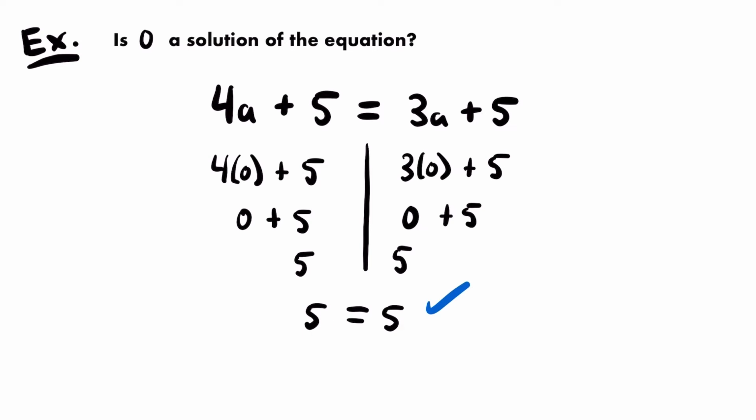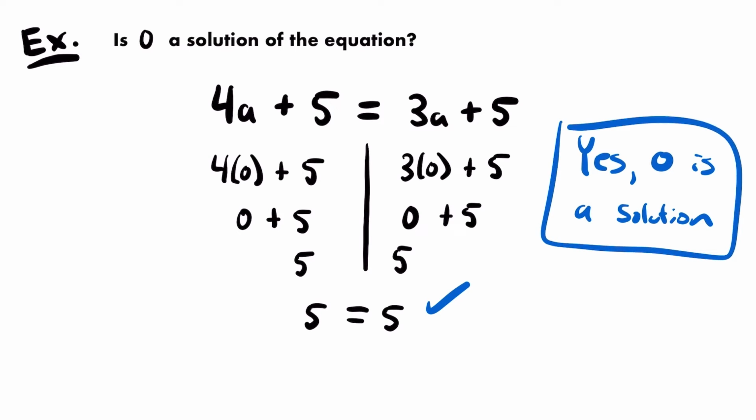That is a true statement. 5 is equal to 5. So what we find here is that yes, 0 is a solution to the equation. Okay? We plugged in 0 and found that both sides of the equation simplified to the same result, so it has to be a solution to that equation.